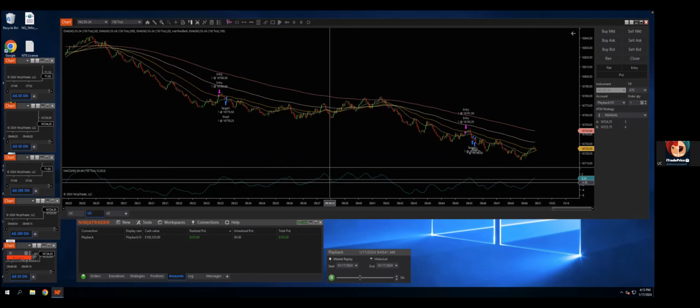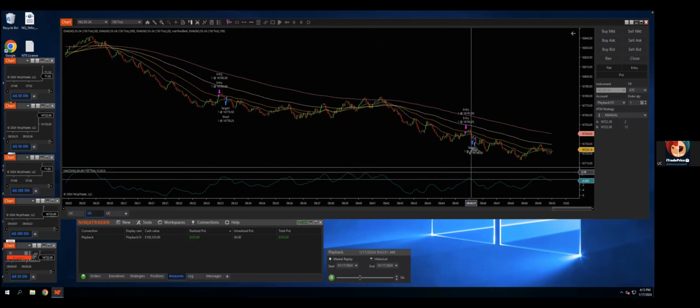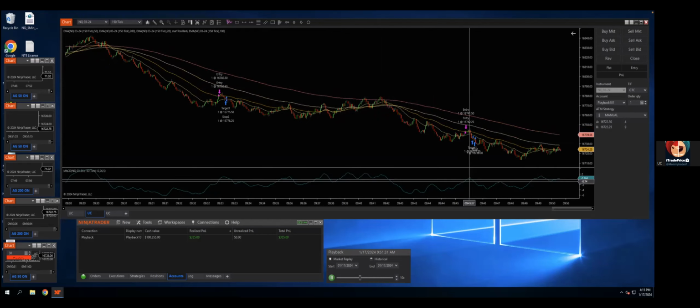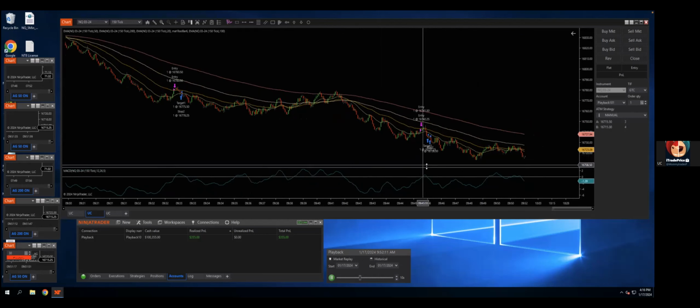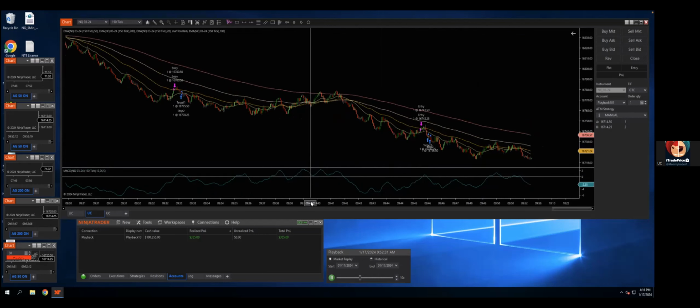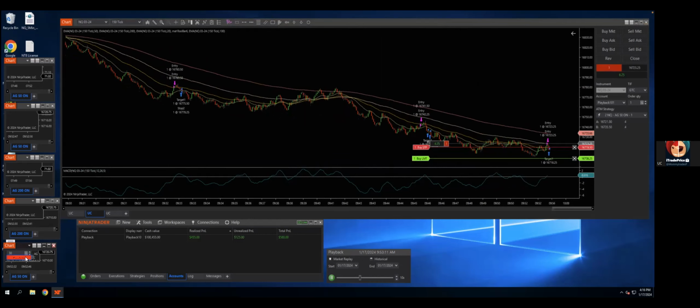But I do like to see, if I'm going short, personally I don't want my MACD to be higher. I want it to be low because I know that we've got some bearish momentum. Some people like to short at the highs, and okay, we're going.